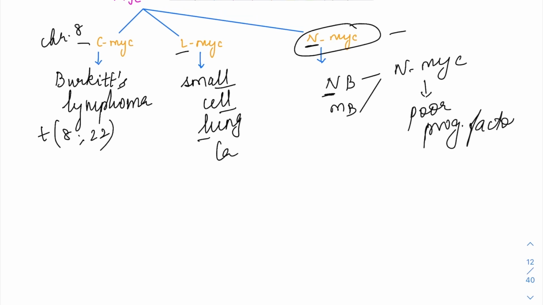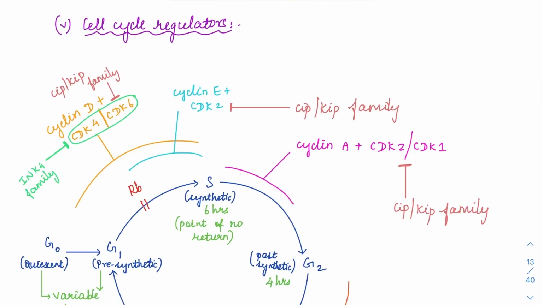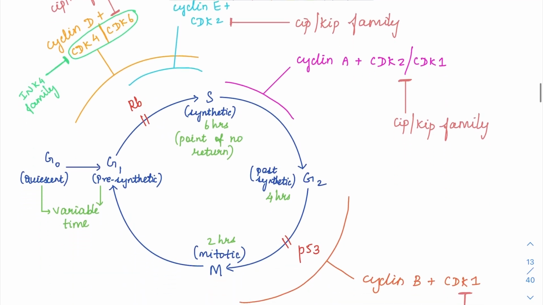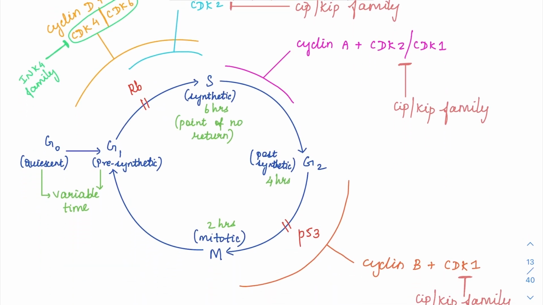Then the last class of oncogene will be the cell cycle regulators. In order to understand this, we'll first see what the cell cycle is. In a normal state, the cells are in a quiescent state, which is the G0 phase. After that, when you get a growth factor stimulus, the cells enter the pre-synthetic phase, which is the G1 phase.